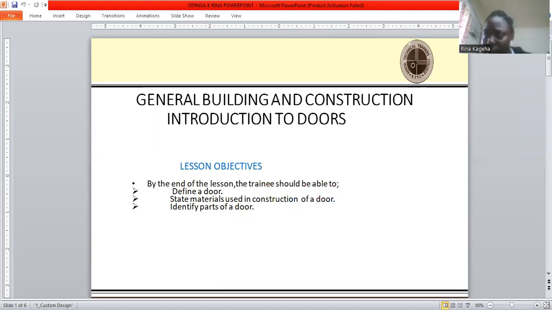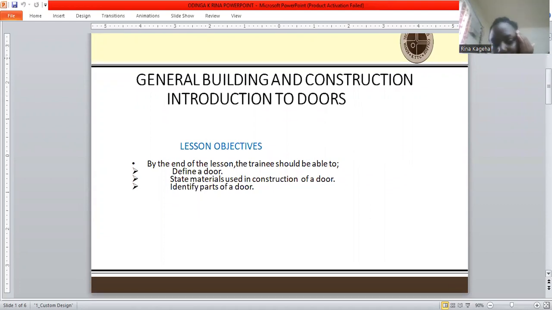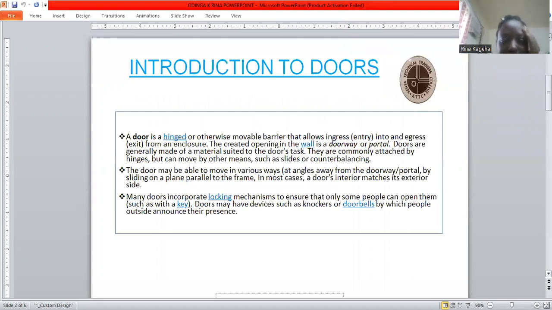Someone to try and define for us what is a door? On my side, I can say a door is a hinge, otherwise movable barrier that allows ingress into and exit from an enclosure. Yes, very true. That's good, Alfred. So a door is a hinge or a movable barrier that allows entry into and exit from an enclosure.